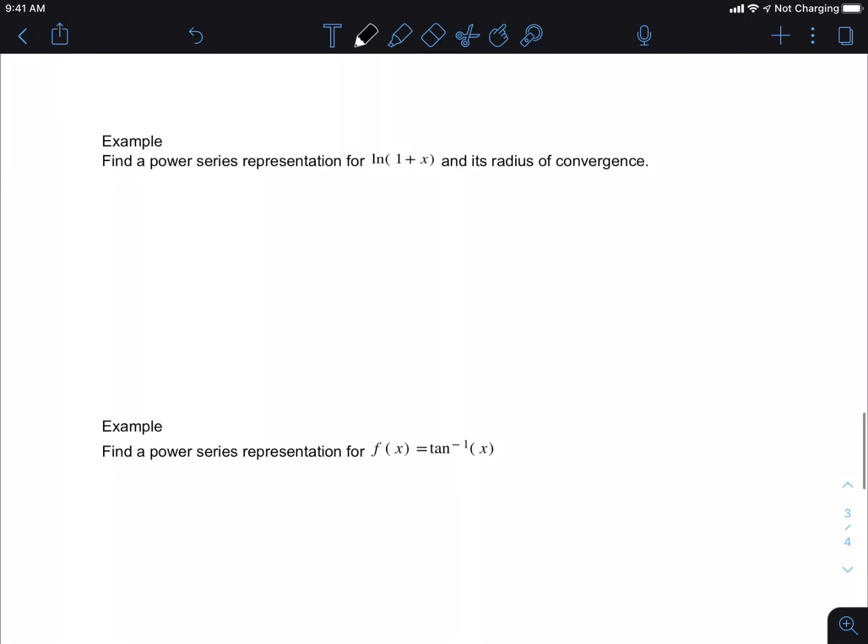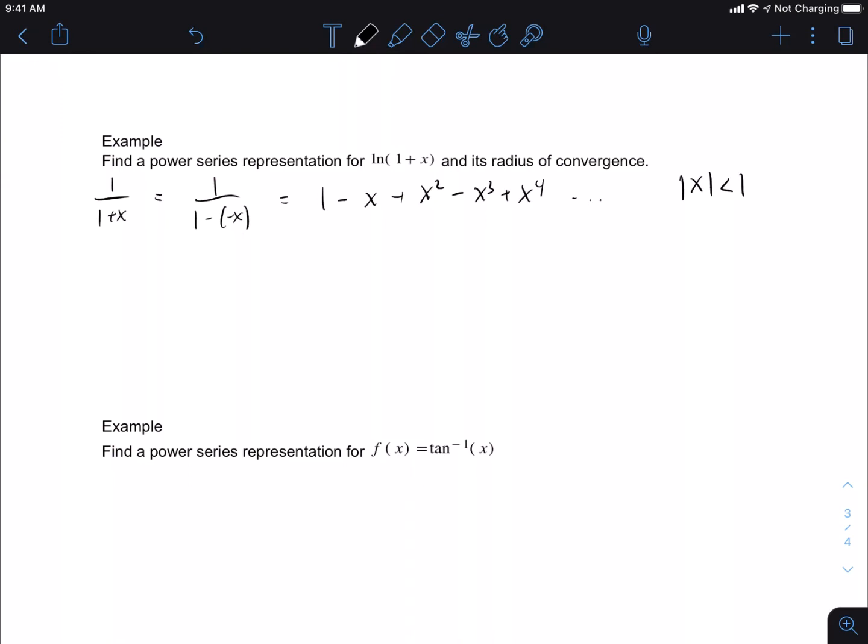All right, let's look at our next example. Here it's giving us a power series for ln of 1 plus x, and we want to find the radius of convergence. Well, we know that 1 over 1 plus x is equal to 1 over 1 minus a negative x, which would give us 1 minus x plus x squared minus x cubed plus x to the 4th, ... And that would have a convergence of when |x| is less than 1.